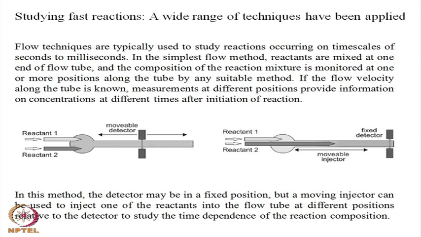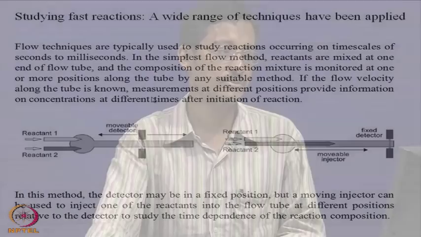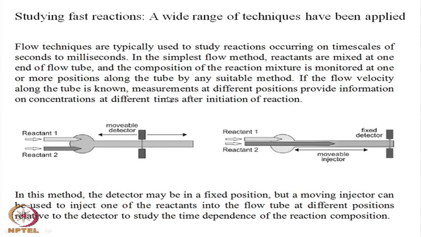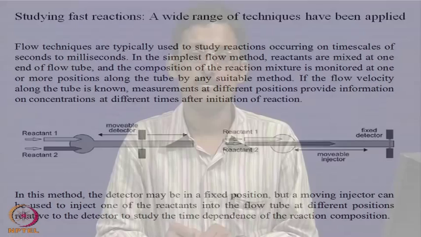Now, for conventional processes where the reaction is not very fast, you can use conventional techniques like titration. But for studying fast reactions, you have to adapt ways by which you can compete with the fastness of the process. Like whenever you want to catch a train which has just started to move, you have to run, and the moment your speed is close to the speed of the train, then you can get into it, otherwise it is difficult. Like that, your method should compete with the speed of the reaction.